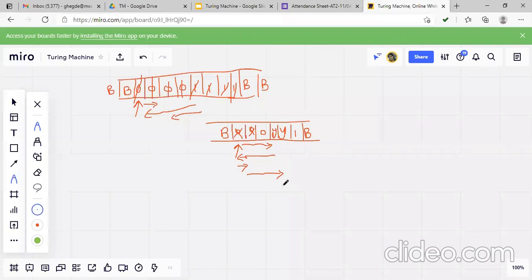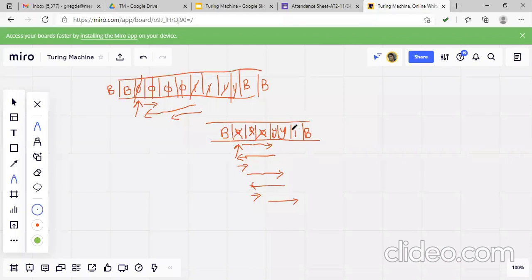Again move left. I got a y. Just move. I got a 0. Where should I stop? I should stop at x. I got an x. So move right in search of the next pair, meaning the next 0. I got a 0. Right? Make it x and move right till you get a 1.